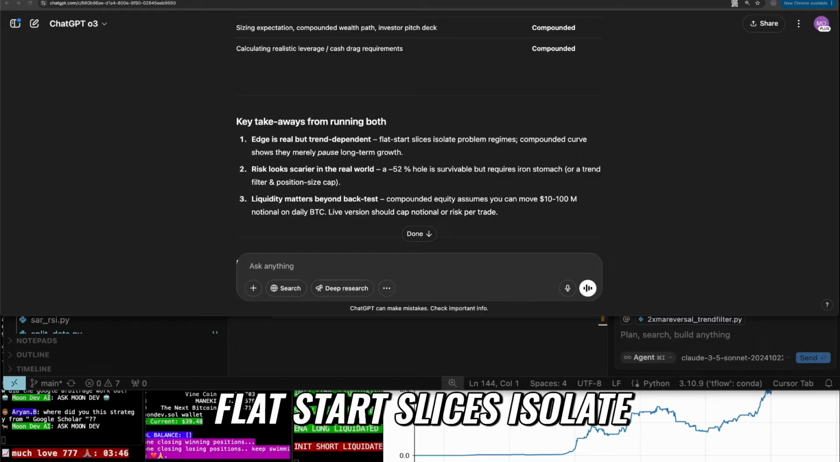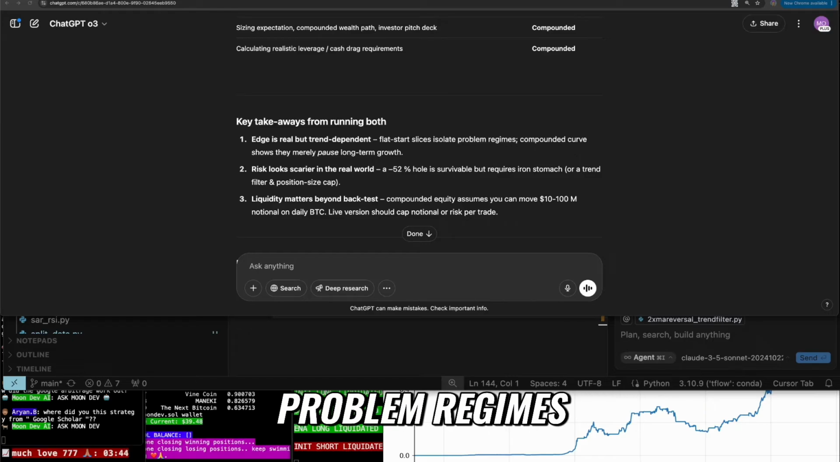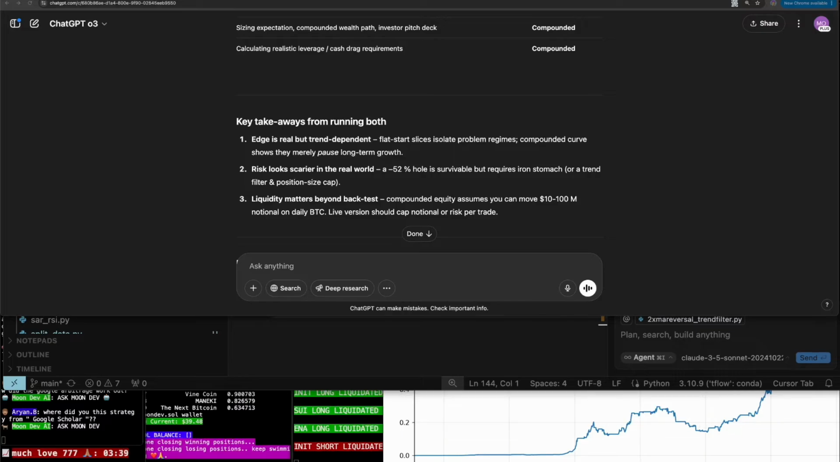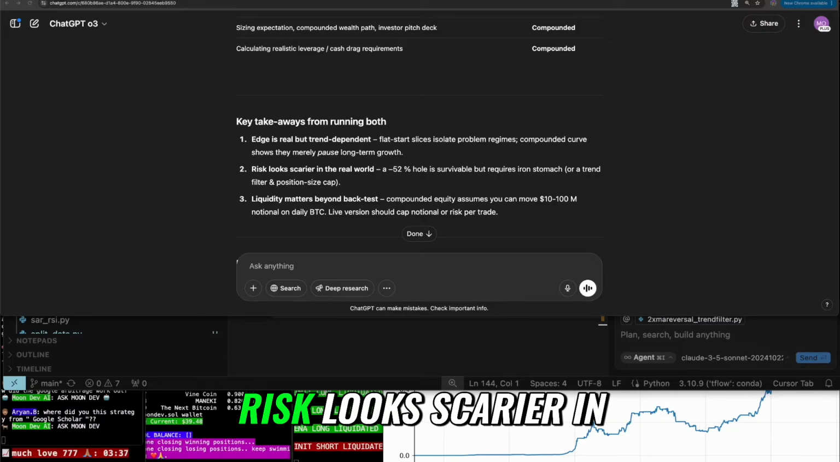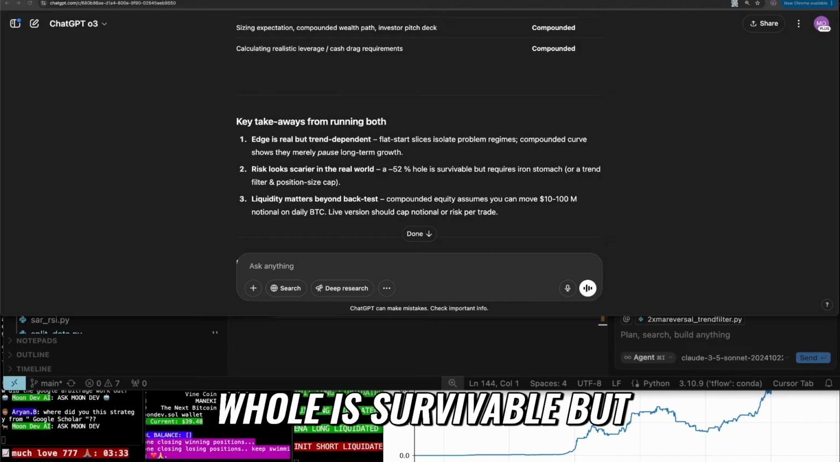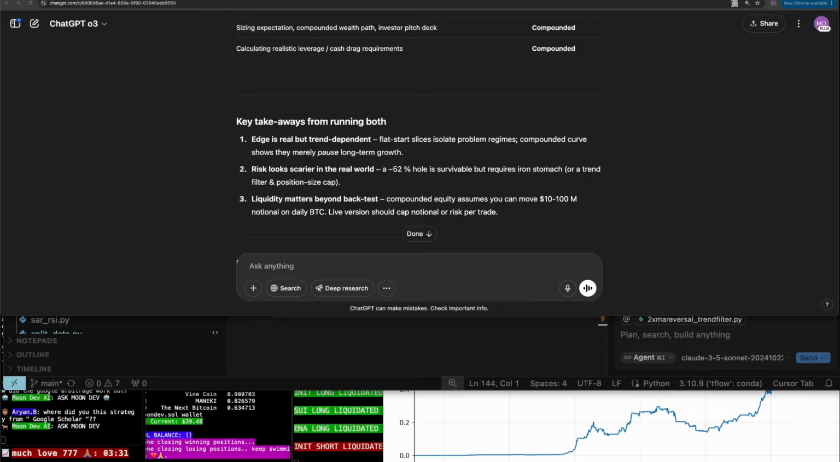Flat start slices isolate problem regimes. The compounded curve shows they merely pause long-term growth. Risk looks scarier in the real world. A 52% hole is survivable but requires an iron stomach, or a trend filter and a position size cap.